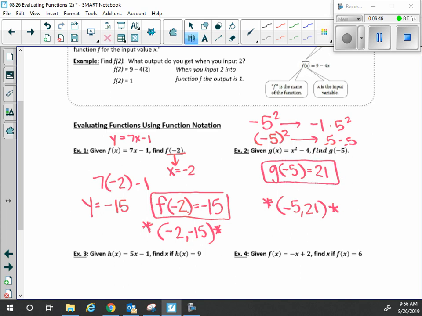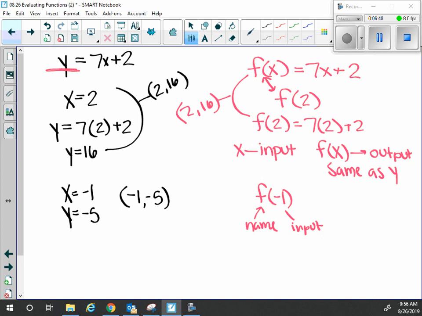Okay, so let's take a second and go back here, right? What if I would have come over to this problem and said y equals 9? What would you have done? Plugged it in for what? Y. And I would have solved backwards and gotten my x. So if we have 9 equals 7x plus 2, what would that give me as x?